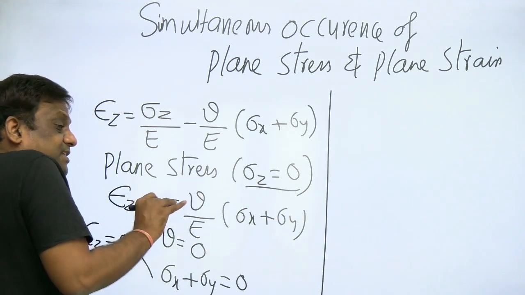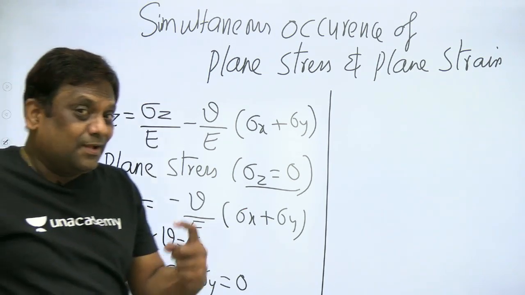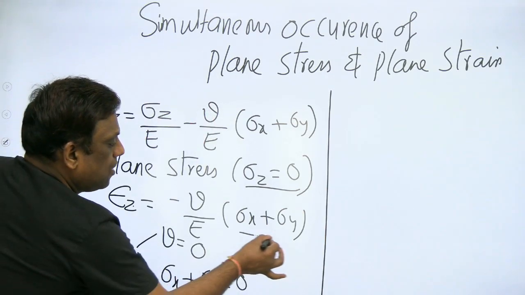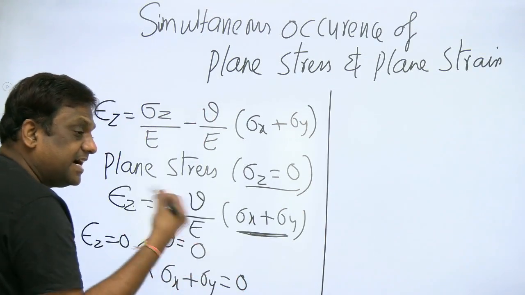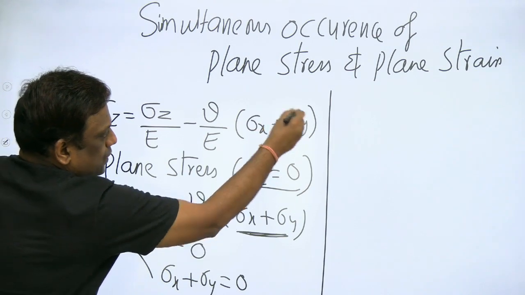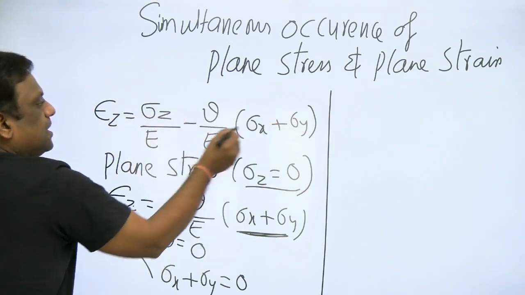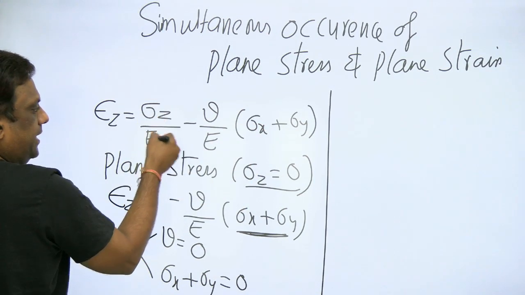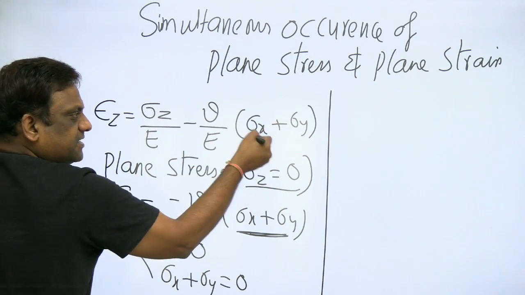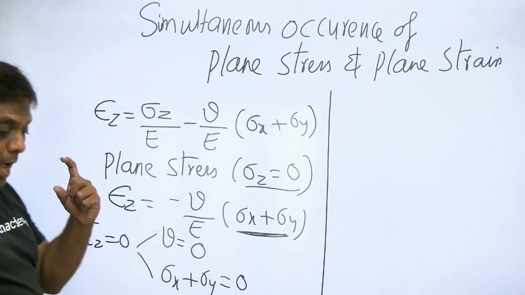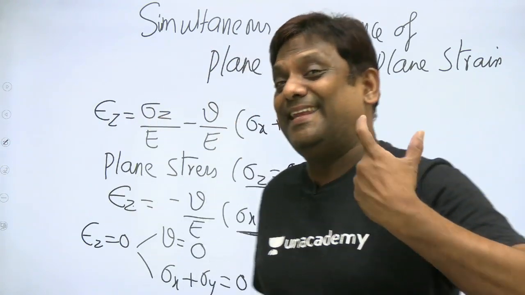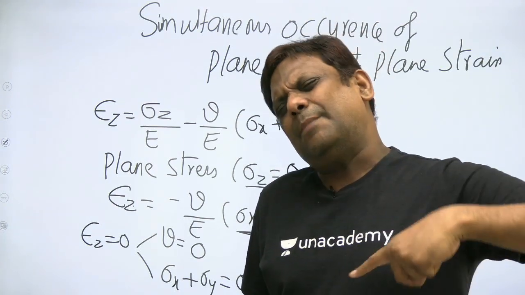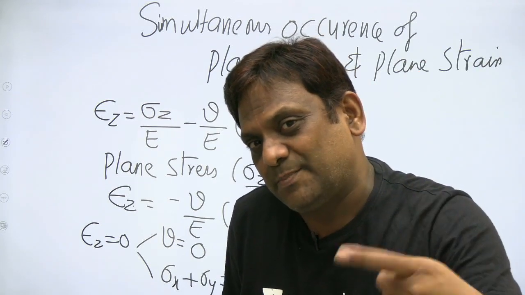So plane stress and plane strain will occur simultaneously when the Poisson's ratio is 0 or when the summation of sigma x plus sigma y is 0. So what is the second case? If this sum is 0, that is when this is 0, sigma z is already 0 because it is plane stress. If this sum is 0, this will also be 0. So for plane stress and plane strain to occur simultaneously, there are two conditions, any of these two: either the Poisson's ratio is 0 or sigma x plus sigma y is 0.